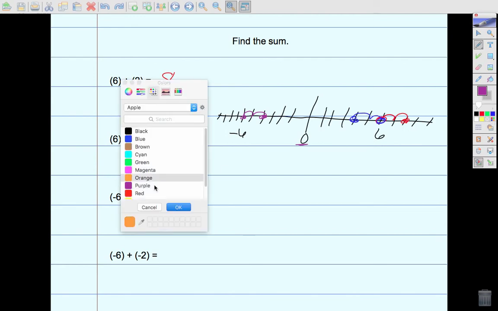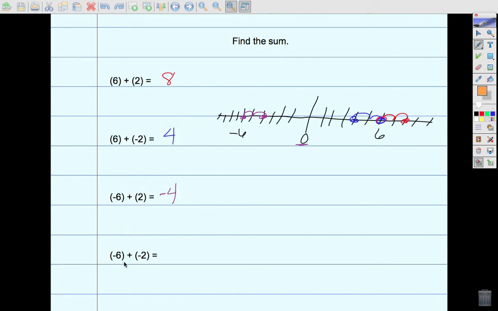And my last number is negative 6 plus a negative 2. If we remember right from our last example, if I have two negative numbers, I'm always going to go to the left. So first I'm going to go left 6, so 1, 2, 3, 4, 5, 6. And I'm also going to go to the left another 2, so 1 and 2 gives me a negative 8. So my answer is negative 8.